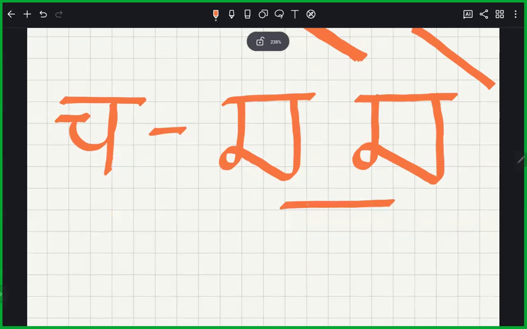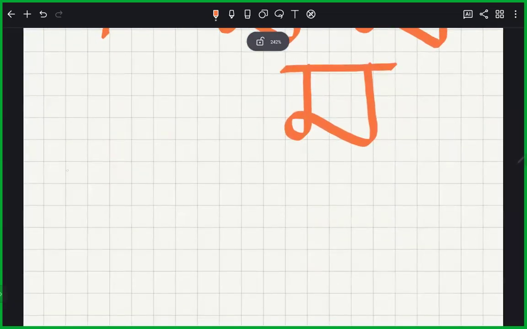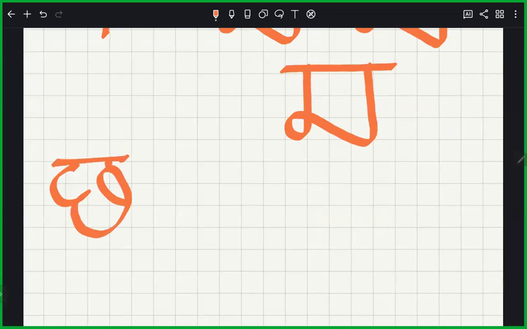I'll draw it one more time, and you keep an eye on the movements of the pen. Rounding up, taking the stroke down, getting it all the way up to the Shirorekha. This is Cha. Then next one is Chha.